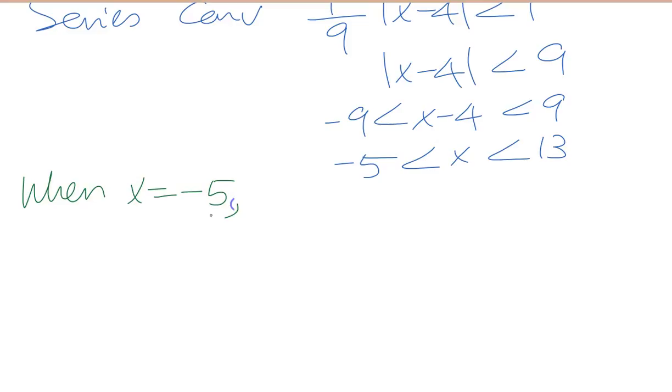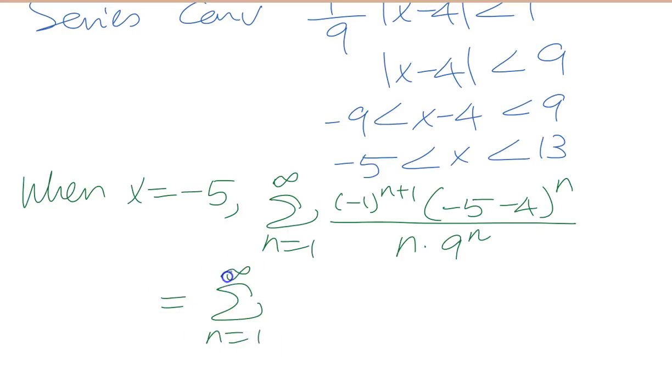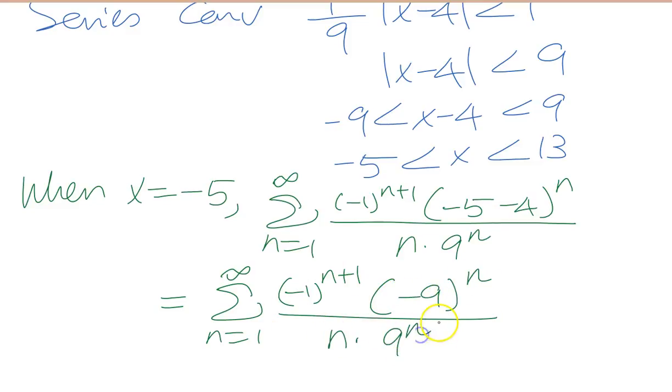When x is negative 5, go to the original series, the original power series in question. Replace x by negative 5. So in place of x, I put negative 5. Remember, in the original power series, we had x minus 4 to the n, so negative 5 minus 4 to the n, denominator n times 9 to the n. This is going to be sigma n equals 1 to infinity, negative 1 to the power n plus 1. What's this going to be? This is negative 9 to the n, and this is n times 9 to the n.